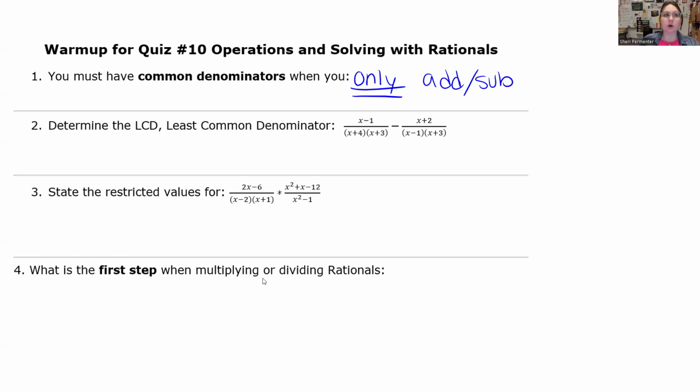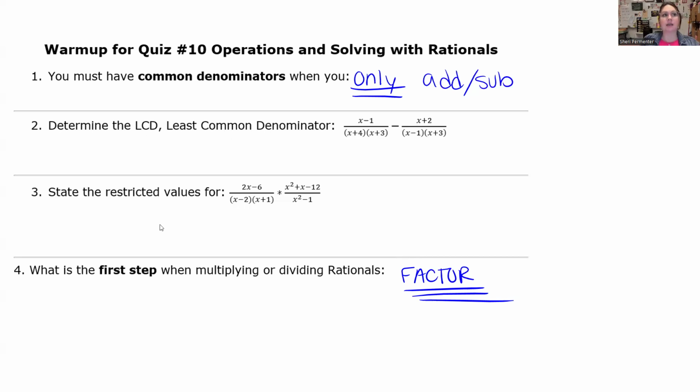Let's answer the last one. The first step when multiplying or dividing rationals. Anybody want to take a guess? Factor. I want y'all to get those both correct. This is on the front page. This is on the back page. Get those both correct.